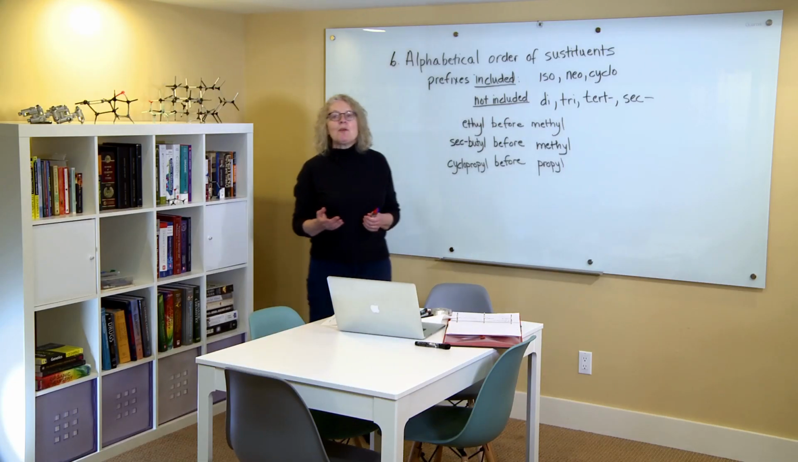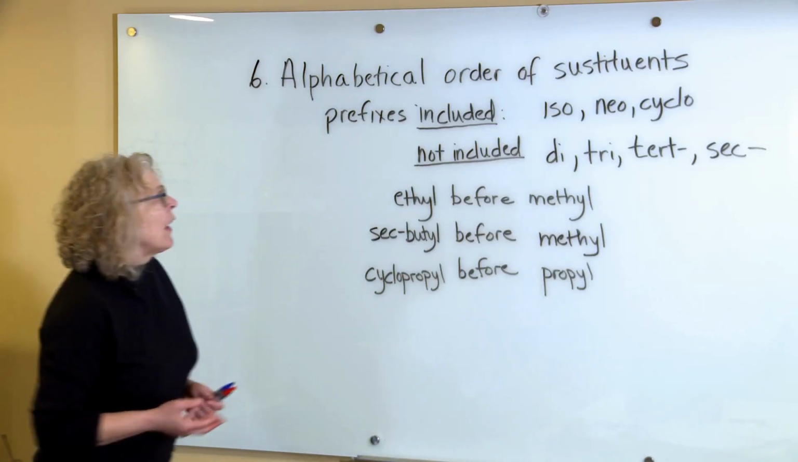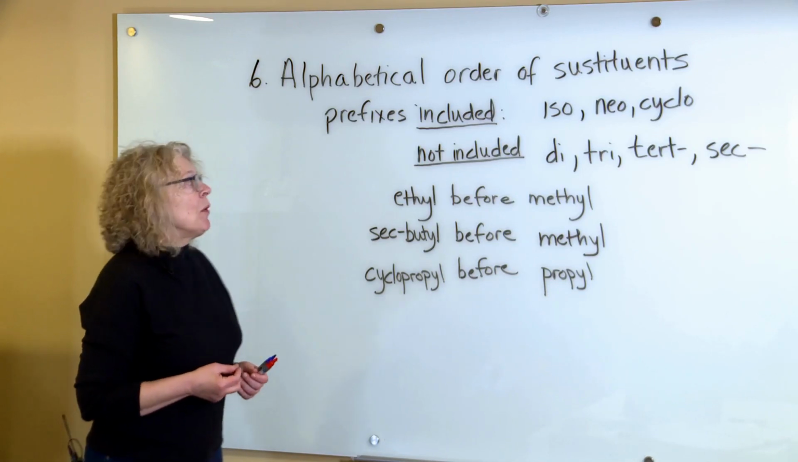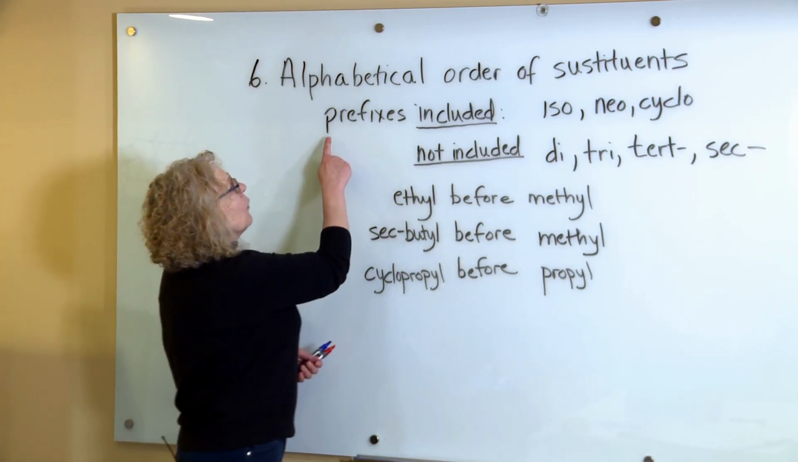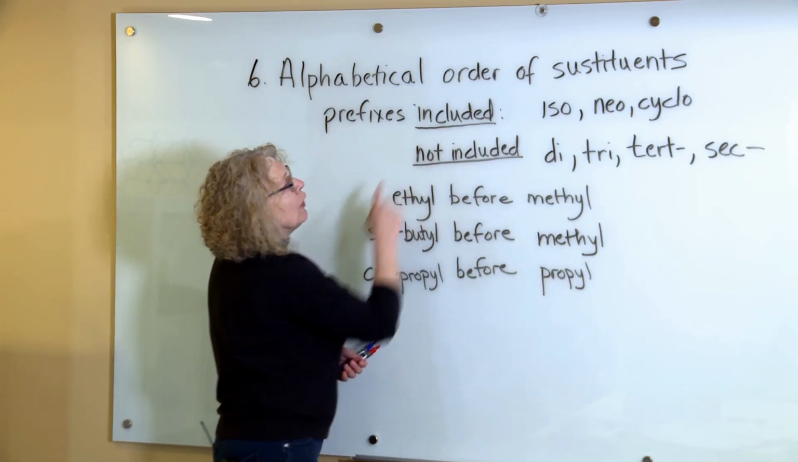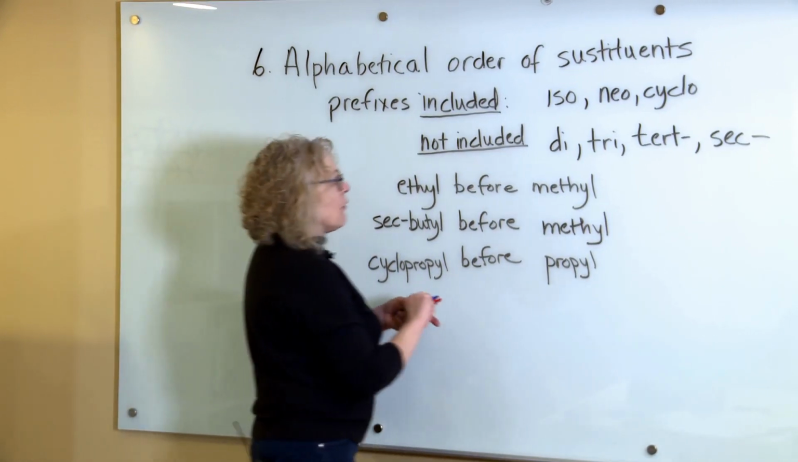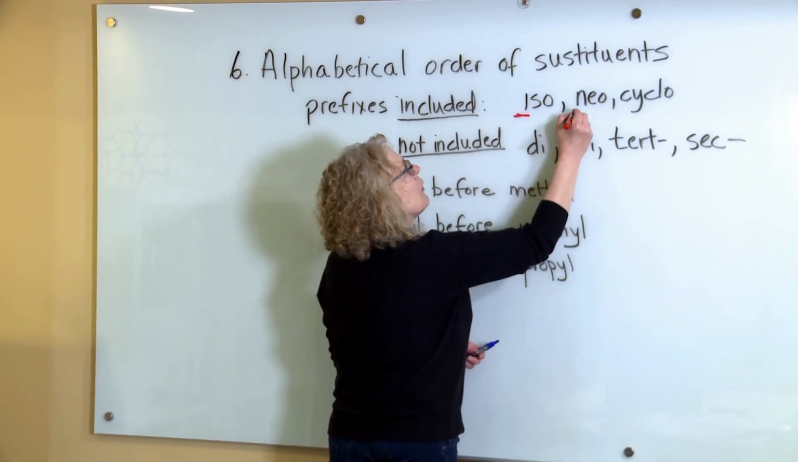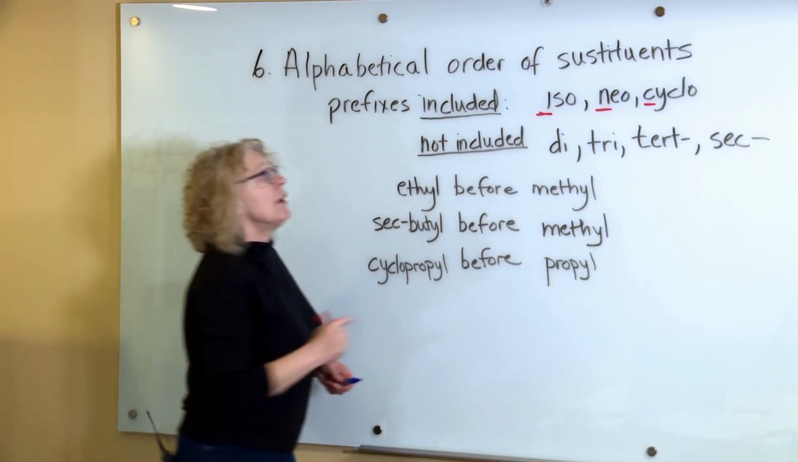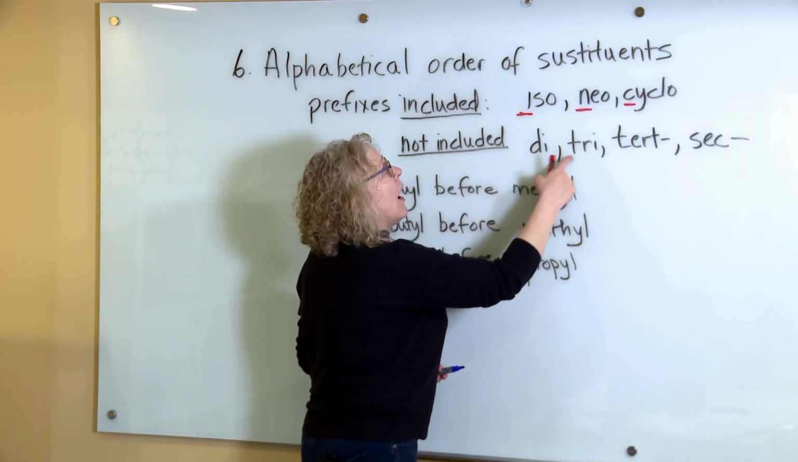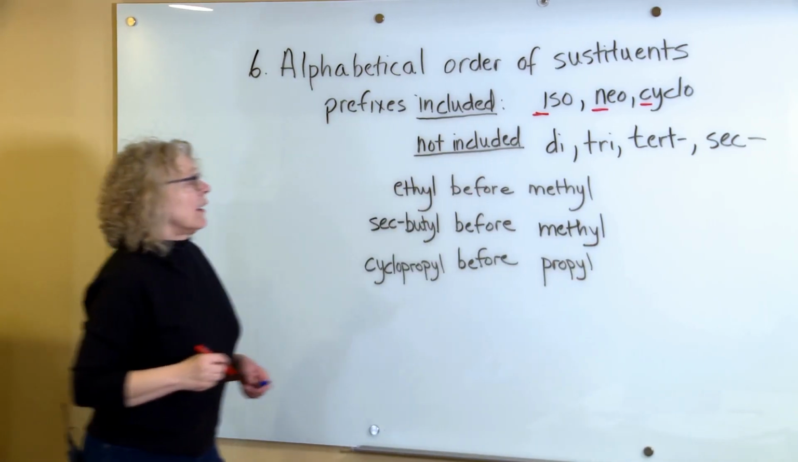Now, we've just been dealing with methyl substituents so far, but there's a lot of other substituents that you'll run into. And we have to address the problem of alphabetical order of substituents. We need to know which prefixes are included in the alphabetical order and which are not. So included in the alphabetical order is the I of iso, the N of neo, and the C of cyclo. Not included are the D of di, the T of tri, the T of tert, and the S of sec.